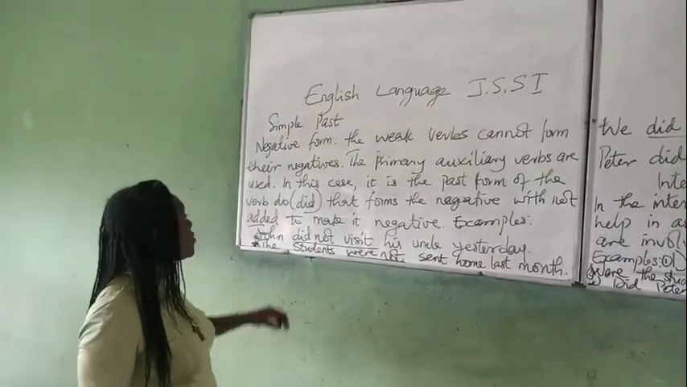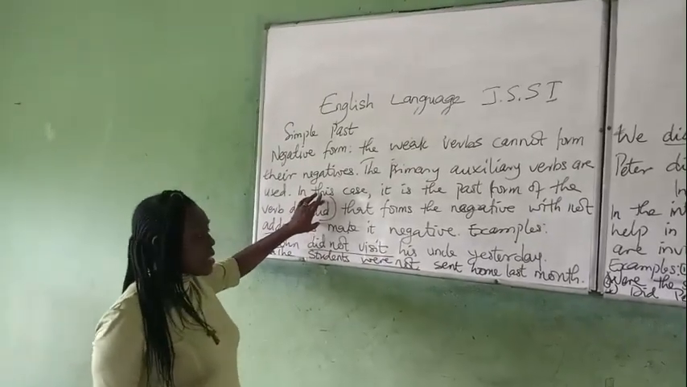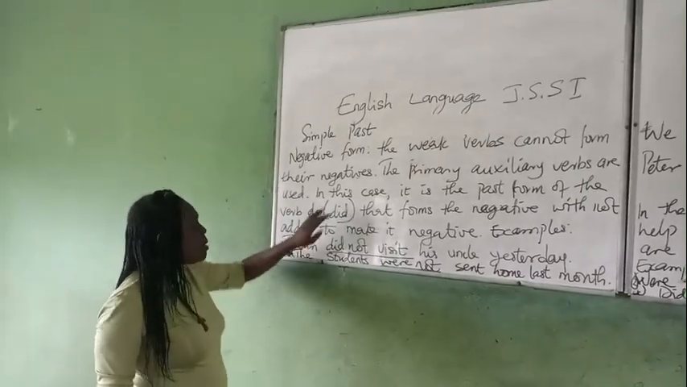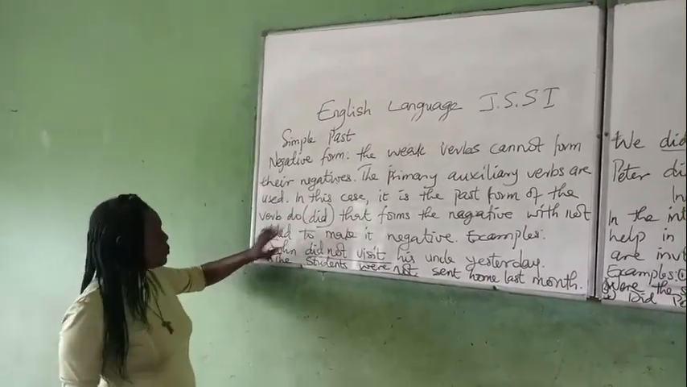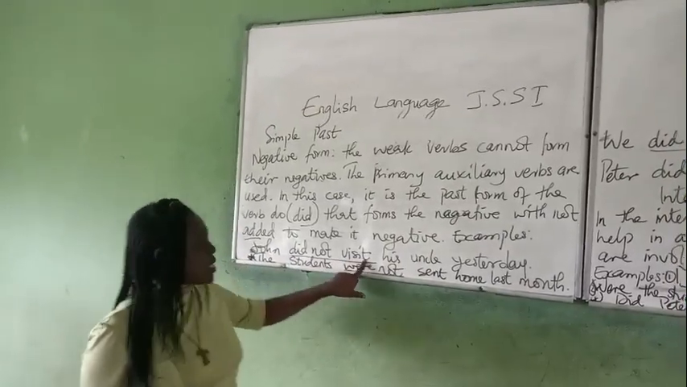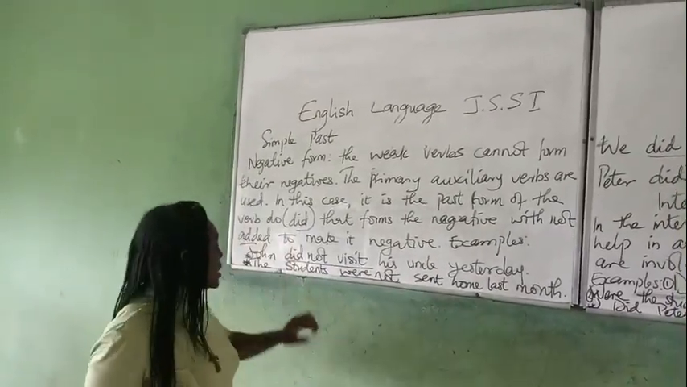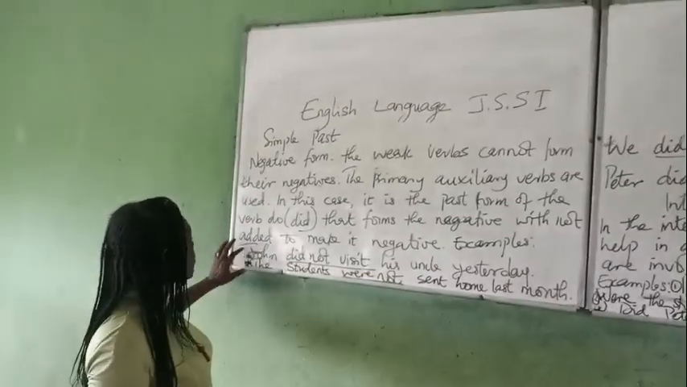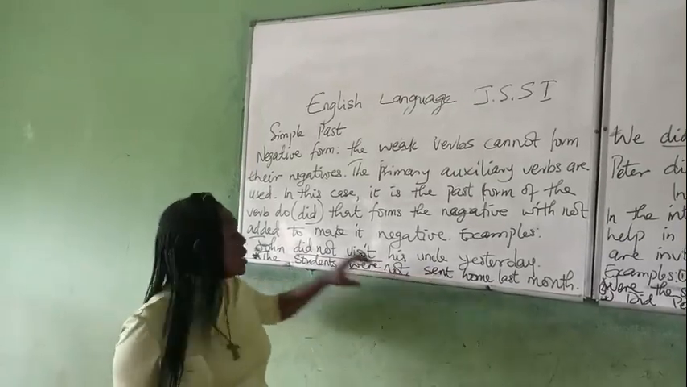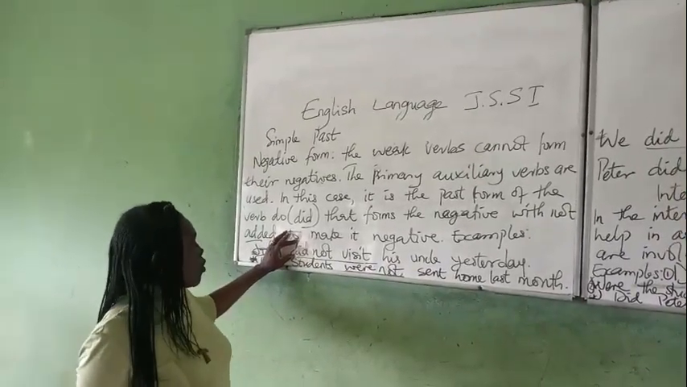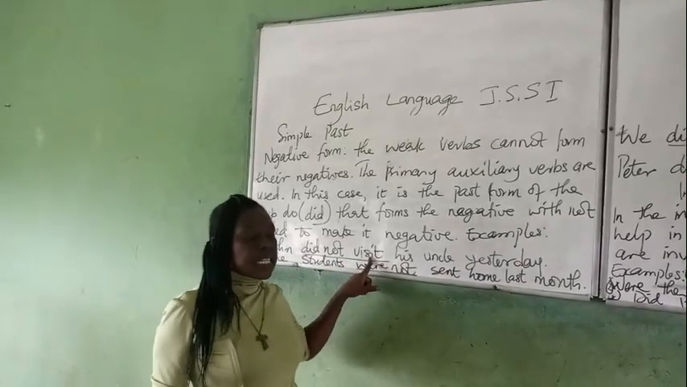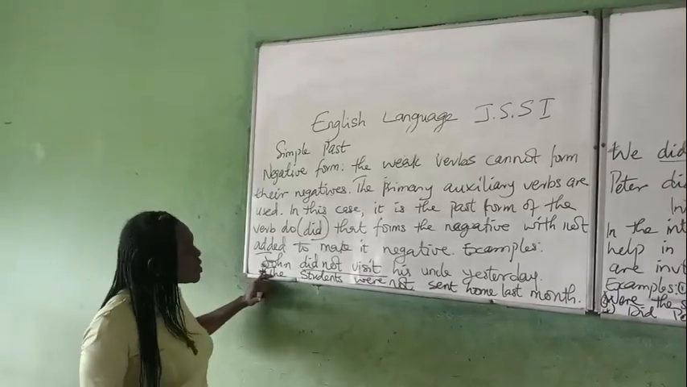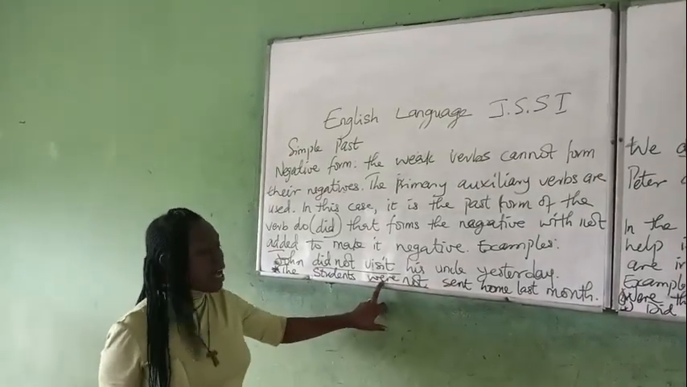So I'll now have did to show the tense and not to show the negative. Remember, did is the past tense of do. So I now have John did not visit his uncle yesterday. Notice that with did, I now have visit and no longer visited. So you have John did not visit his uncle. Did has taken the past form, and so visit is now in the infinitive form. Then if you look at the second sentence, you notice that I have will.